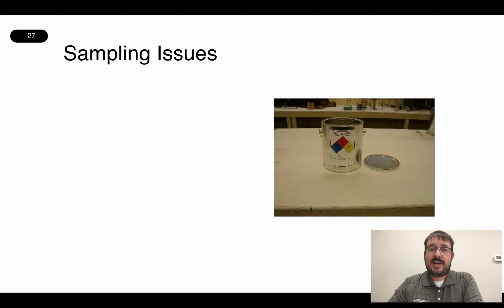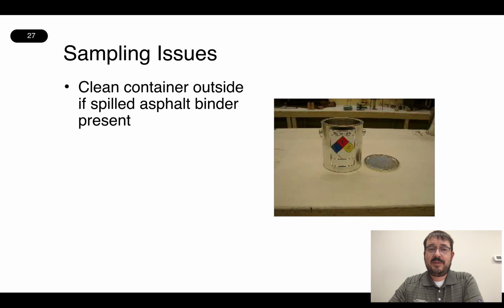Some other best practices in sampling and labeling issues is to always clean the container on the outside if asphalt is spilled. This helps make sure a clean sample, especially if the sample needs reheated, and it helps with identifying labels. We always want to label containers clearly.